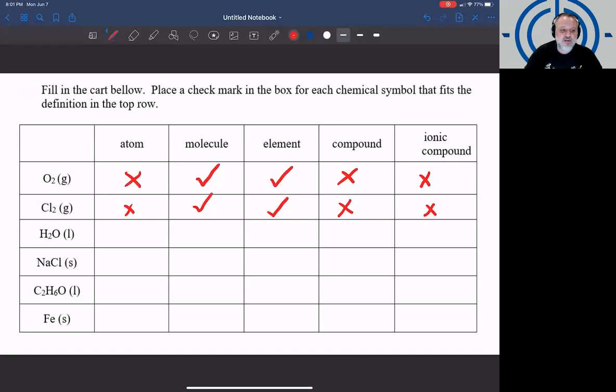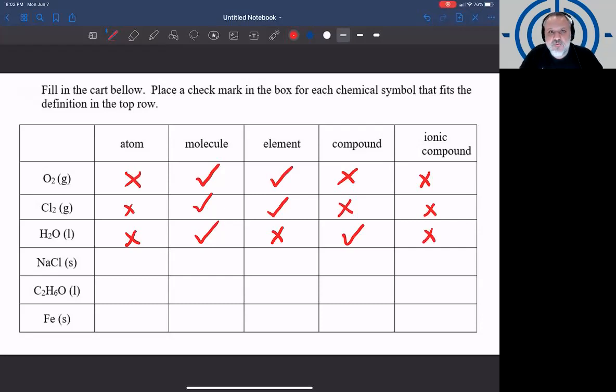So let's take a look at water, H2O. It's not an atom because it has not only more than one chemical symbol, it's got 3 units total. 2 hydrogens and 1 oxygen, that's 3 total units. So it's not an atom, but it is a molecule because it has more than 1 total unit. Again, 3. It isn't an element in this case because it's got both hydrogen and oxygen. An element only has 1 type of symbol. For that same reason, it is a compound. And again, not a metal and a nonmetal, so it isn't an ionic compound.